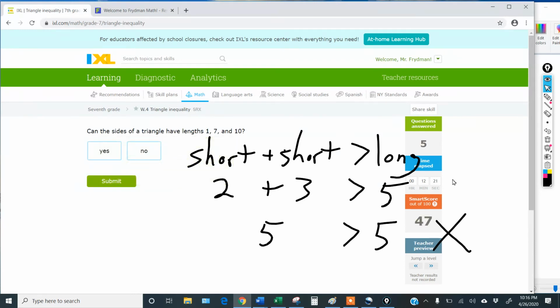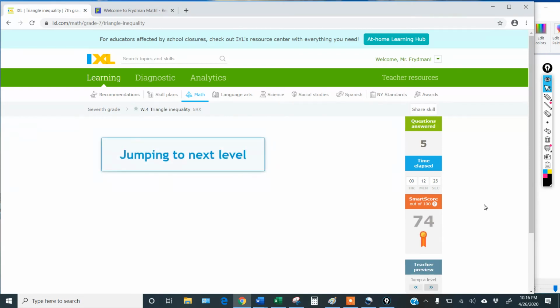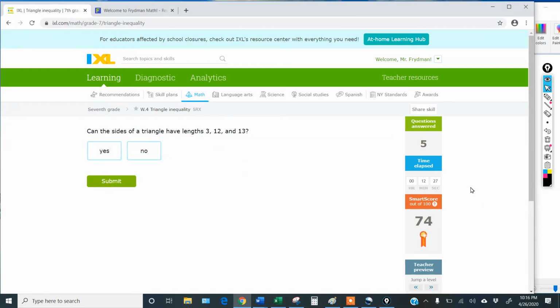I'm going to go ahead and jump to the next level. Let's see what that looks like. So this is exactly the same as what we said before. The two shorter sides are 3 and 12. So 3 plus 12 is 15, which is greater than 13. So that's going to be a yes there.